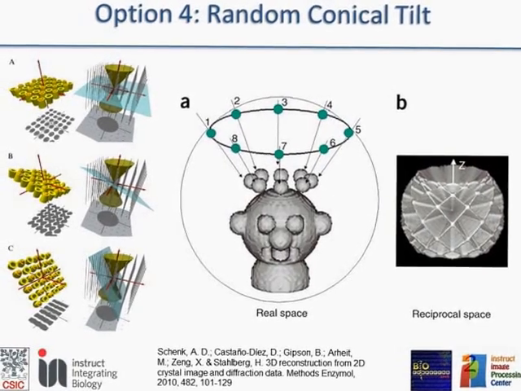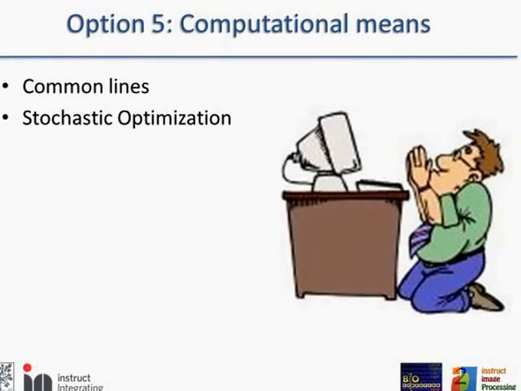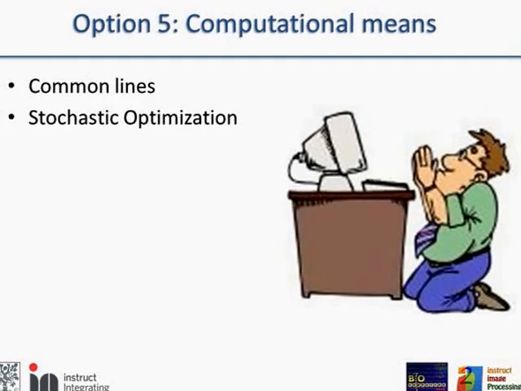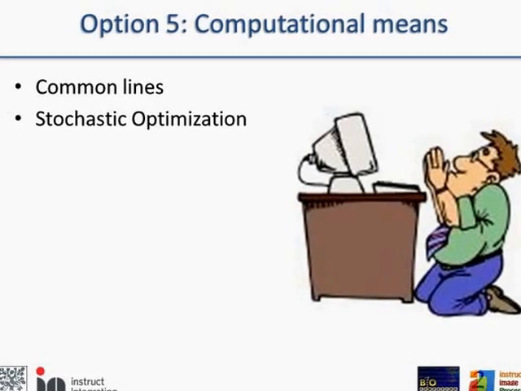So the other possibility is to use some computational means and then hope that the algorithms are good enough to find a good 3D starting point. So there are two main families. One is based on common lines that we'll see now, and the other one in stochastic optimization.